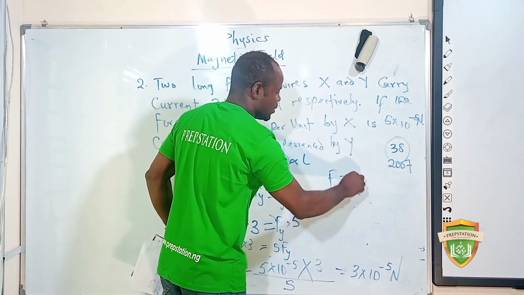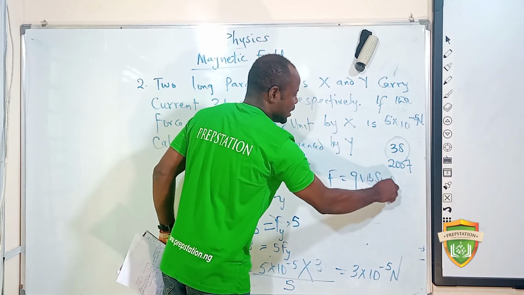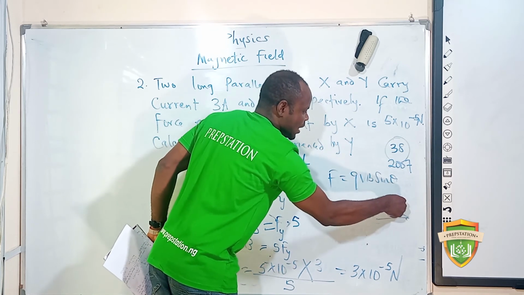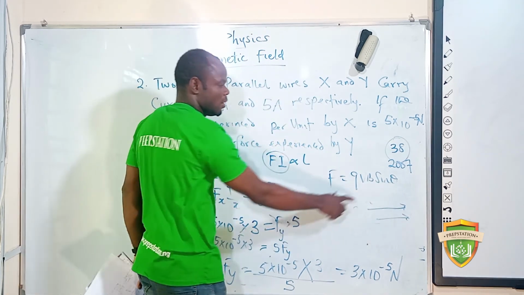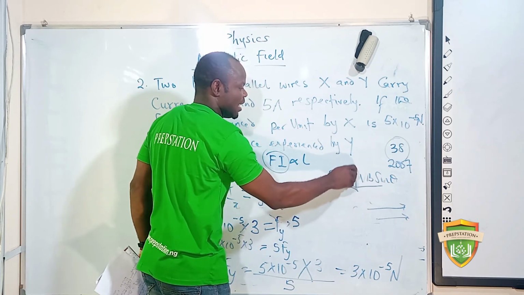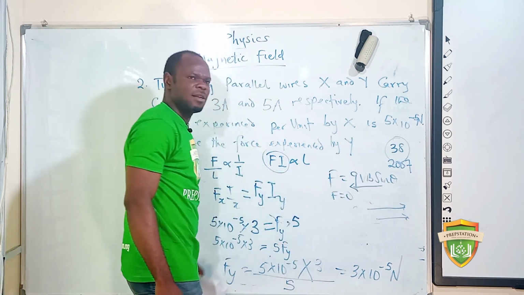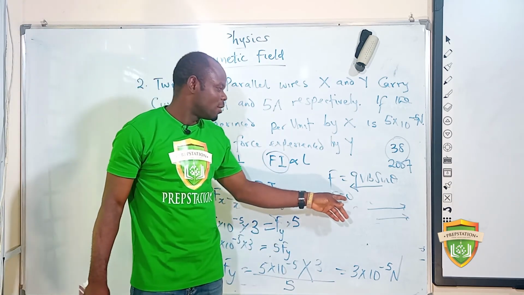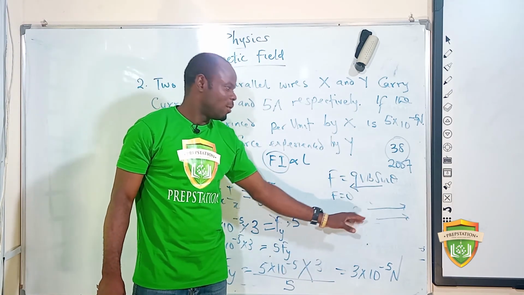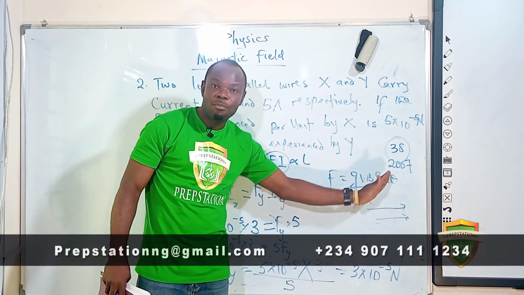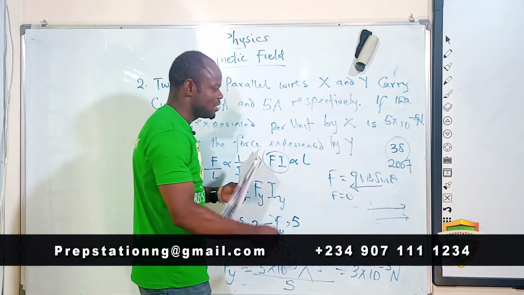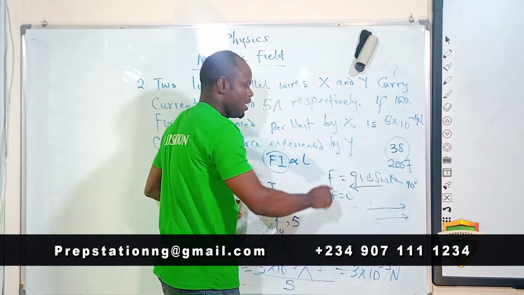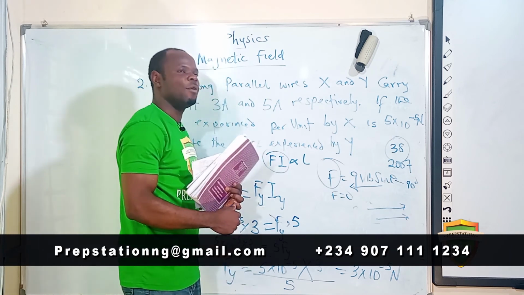From F equals QVB sine theta, once theta is 0 or 180, parallel flow, it affects the whole product, and F becomes 0. If you are given such a question, you don't need to punch your calculator. All you need to do is pick your answer as 0, in as much as the two are parallel. And if they are perpendicular, the angle becomes 90 degrees, and you have the maximum value for your force.